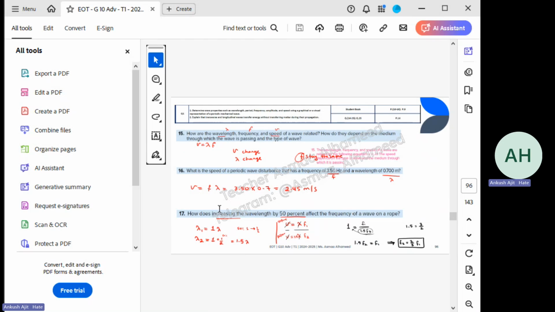How does increasing the wavelength by 50% affect the frequency of the wave on a rope? See, before it is one and after it will be 1.5 times. This is given here, right? 50%, so 50 upon 100. Basically it will be 1 plus 1 upon 2 times, so the frequency becomes 2 by 3. You can do 2 by 3, or you can do it some other ways also, but this is a good way.